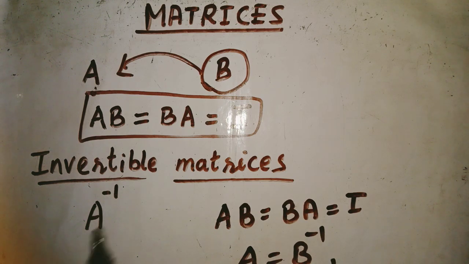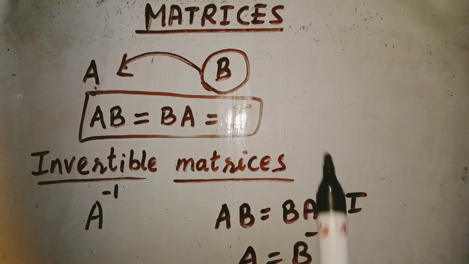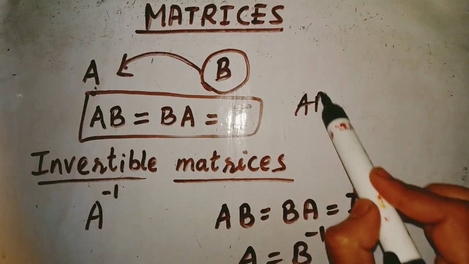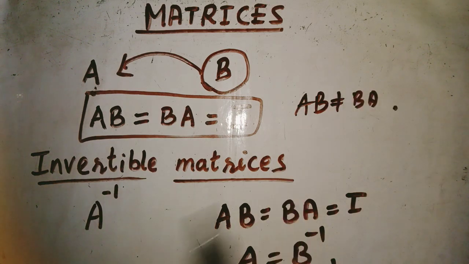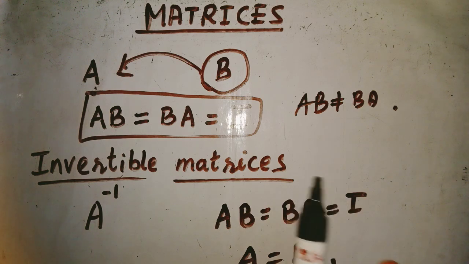Now this applies only for square matrices. A rectangular matrix does not have an inverse matrix, because the AB product is not the same as the BA product. That is why it doesn't apply for a rectangular matrix.